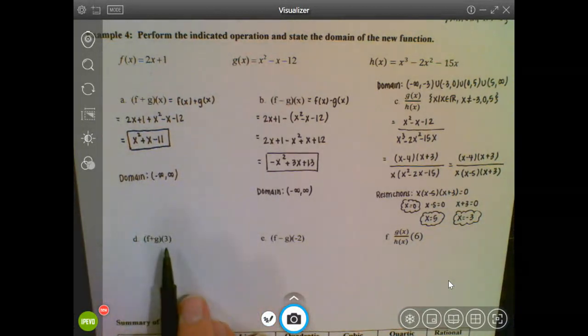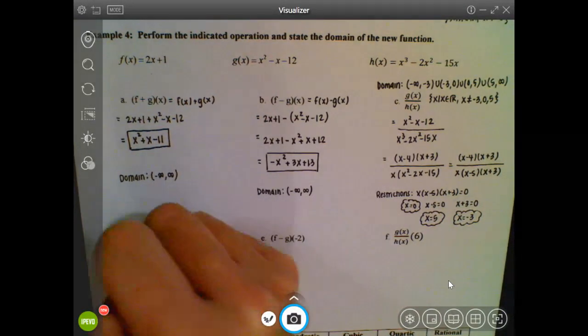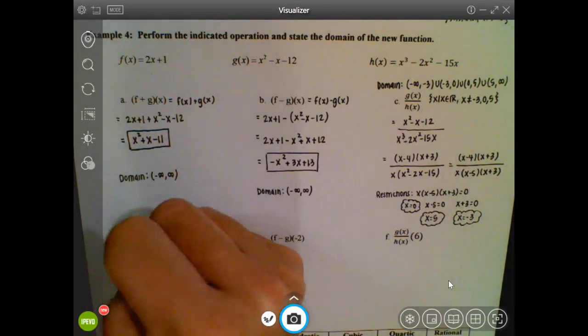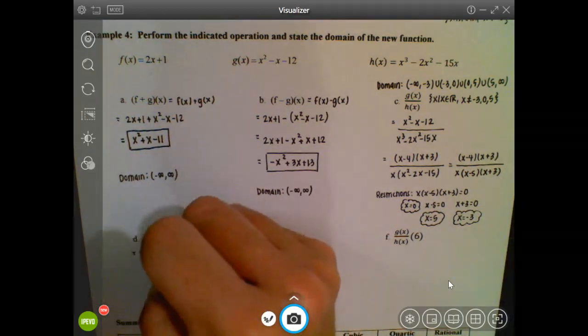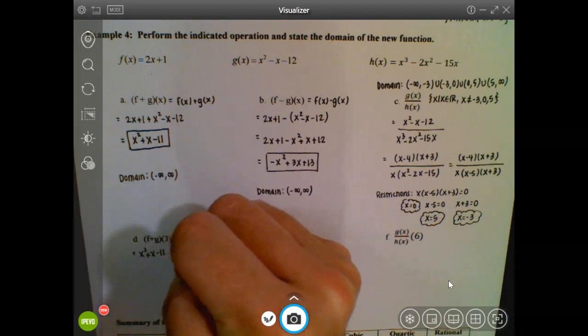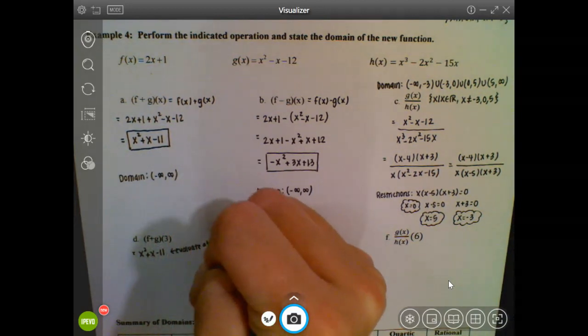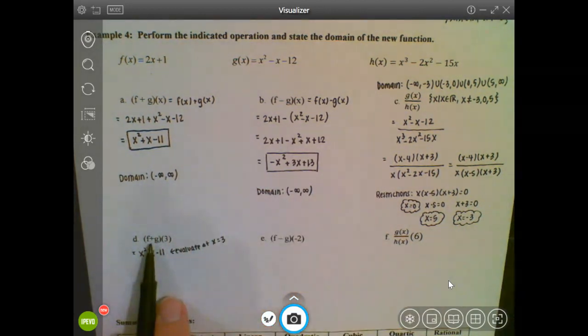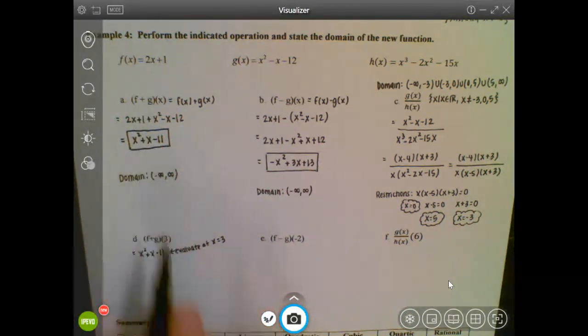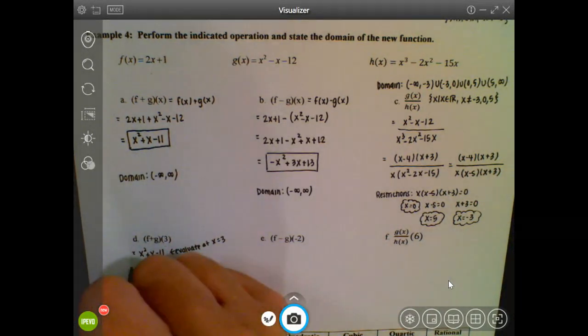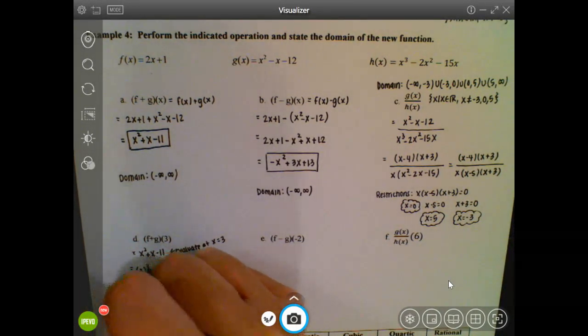What this is asking us to do is take that x squared plus x minus 11, and we want to evaluate at x is equal to 3. That's what basically this is telling us what to do. It's telling us to take that f plus g up here, which we calculated, and it's telling us to evaluate at the x value of 3. So I'm just going to go ahead and plug in the 3.